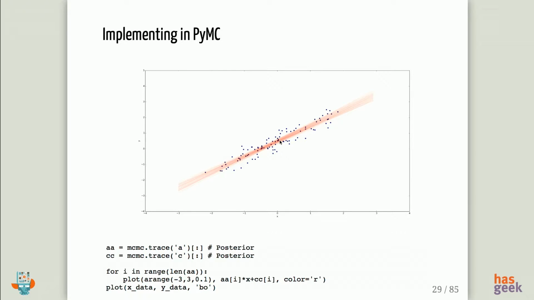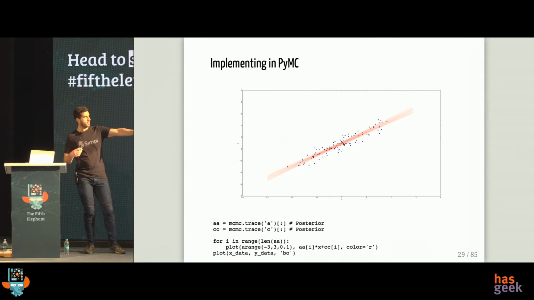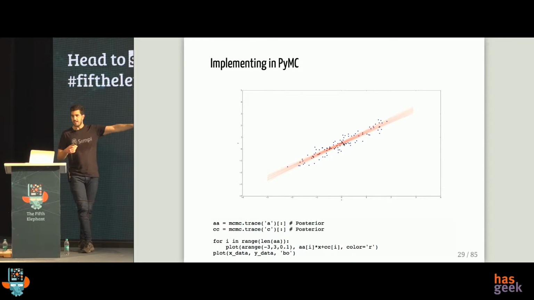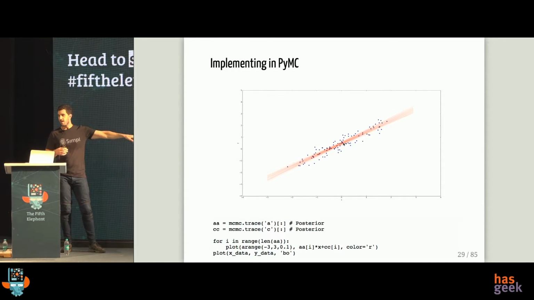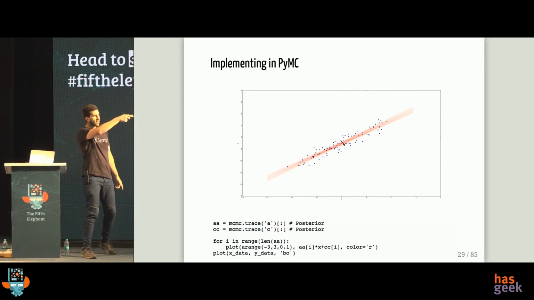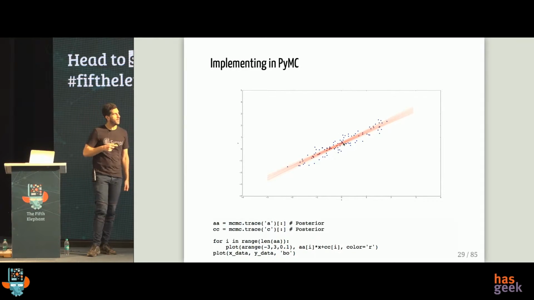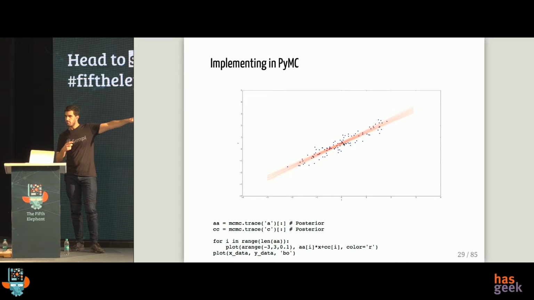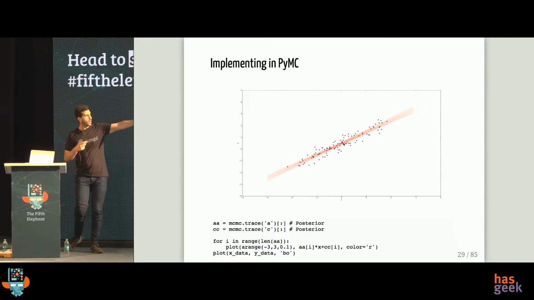The output is not a single answer, but a sequence of answers. This trace function outputs a sequence of A's and a sequence of C's that all represent values that are plausible given the data. In this graph, the dots are the actual true data. Can everyone see that the red lines are a large number, or does it look like just a blur in the back? For every value of A and C, I plotted a red line.